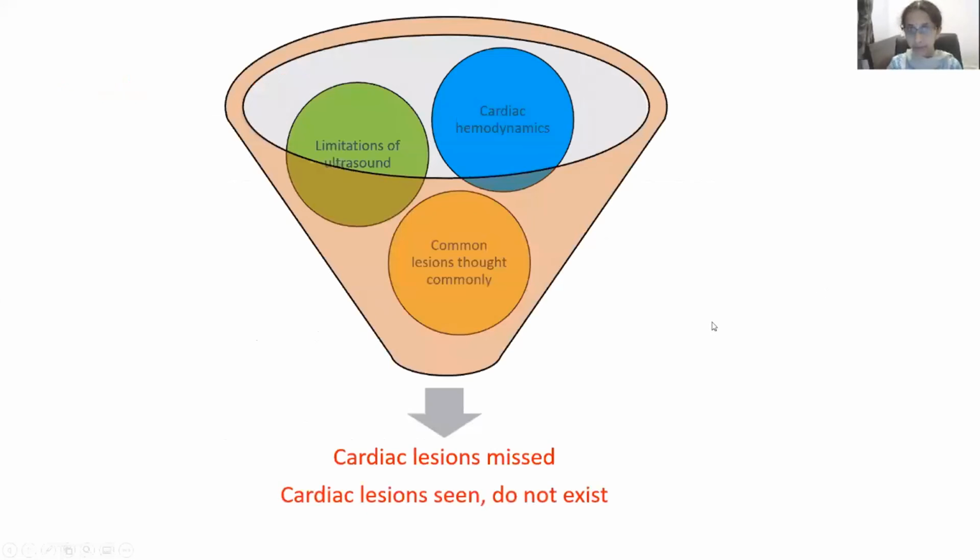And hence, to summarize, it's important for us to understand that the ultrasound machine does have limitations. There are cardiac hemodynamics which are very peculiar, which can create confusion in certain situations, and our mind always thinks of common lesions first. Because of these reasons, we end up missing certain cardiac lesions and also sometimes seeing certain things which do not exist. The list keeps going, like mitral regurgitation and aortic stenosis gradients could be overlapping, or understanding a pericardial fold as a coronary and thinking that the coronary is dilated, etc.